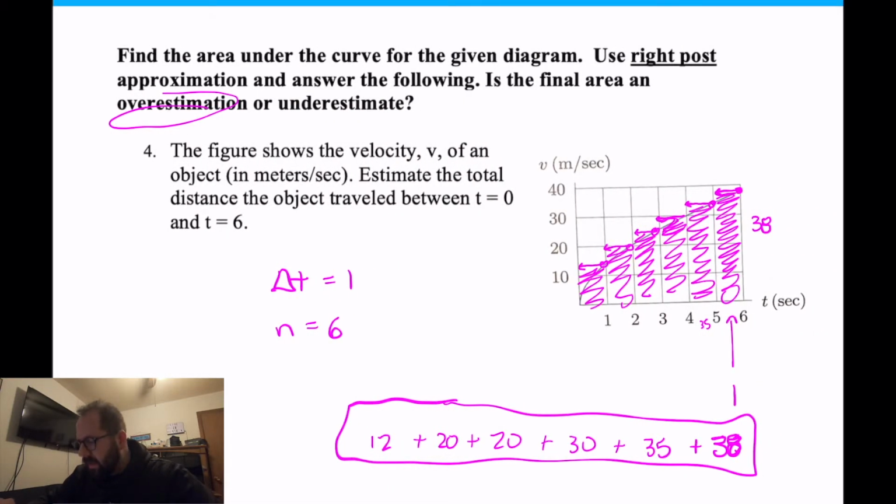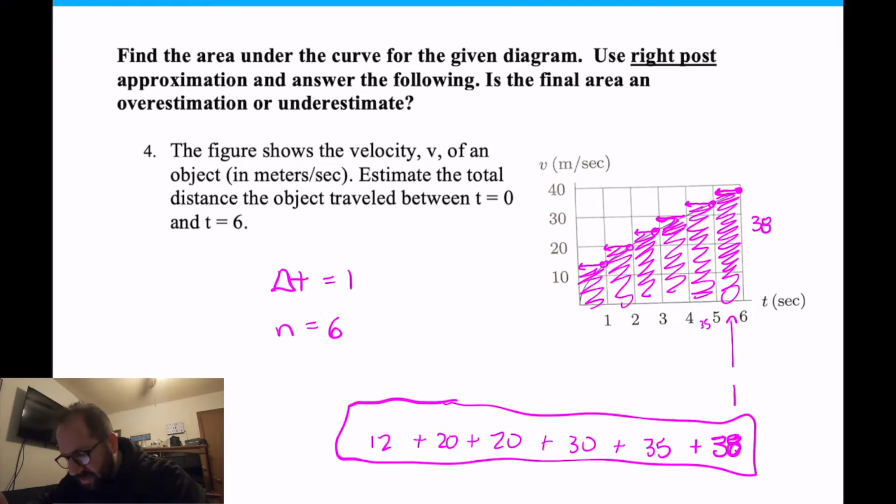Number 4, on this one, remember, you need to read the instructions. Up above, I said right post on this one, so you have to use from the right side going towards the left. So we're overestimating in a lot of these cases, and you do have to circle that. You can see that up above I've circled the overestimate. That's a really bad circle. I didn't realize how bad that was.